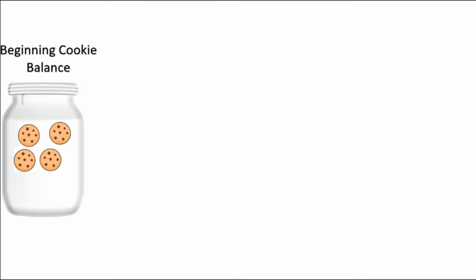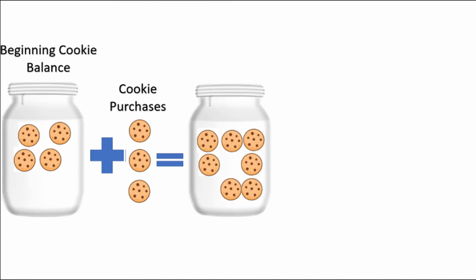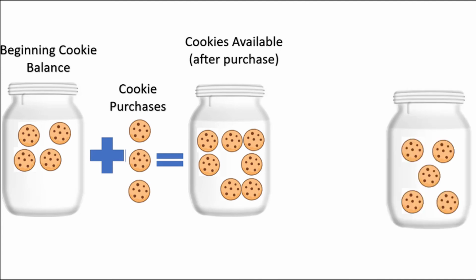Let's also say that I purchased 3 cookies during the day, which got added to the jar. We'll call these cookies the cookie purchases. That would bring us up to 7 cookies in the jar, or our cookies available. Let's also say that there are only 5 cookies in the jar at the end of the day. We'll call that the ending cookie balance. If we assume that I'm the only one eating the cookies, could you figure out how many cookies that I ate? I'll give you a moment to think about your answer.